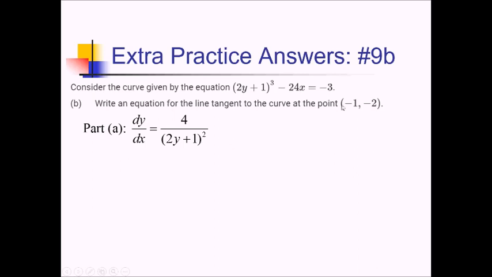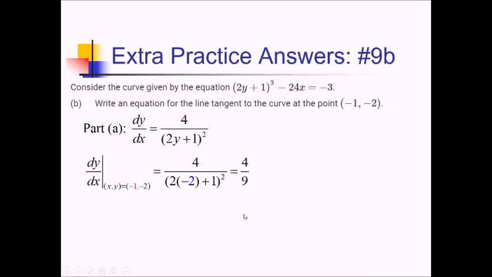So plugging (-1, -2) into that derivative, it turns out I only need to know the y value here. This is going to be 4 over (2 times -2 plus 1) squared. So let's see here. This is -4 plus 1, which is -3. Squaring that, we get 9, so 4/9.